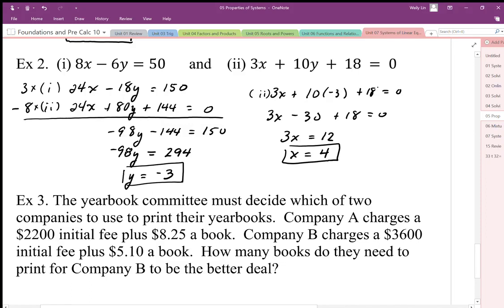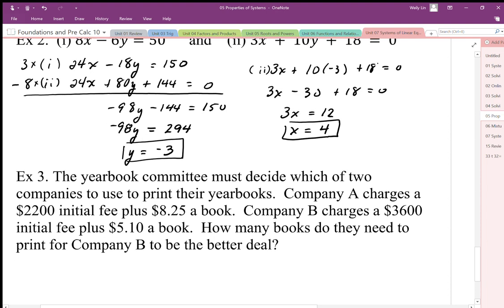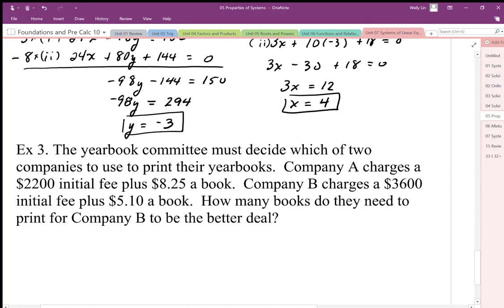Substituting into equation 2, we get 3 times 4 is 12, 10 times negative 3 is negative 30. So 12 plus negative 30 is negative 18, plus 18 gives us our 0. So these are the x and y that would solve this equation. And again, there's only one solution here.